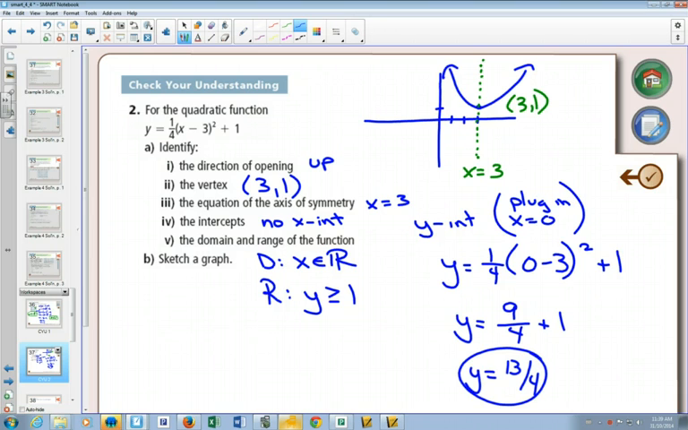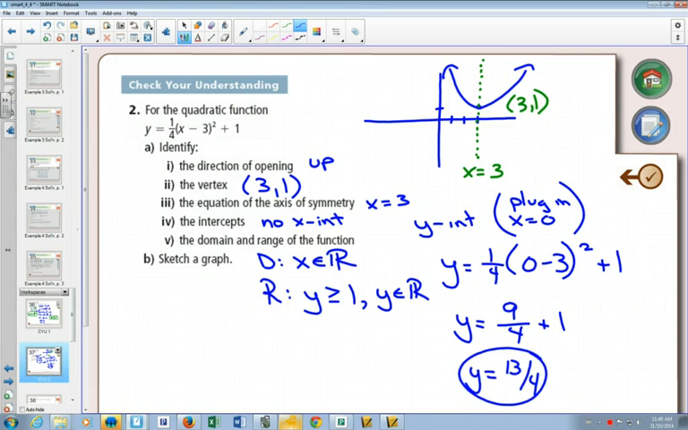You could leave it as that, or you could, if you wanted to change it to a decimal, you could. It'll be 3 1/4, which will be 3.25. See, it has y is greater than or equal to 1, then it has a comma where y is a real number. That's more information, just saying that for all the values bigger than or equal to 1, they're all real numbers that are bigger than or equal to 1.